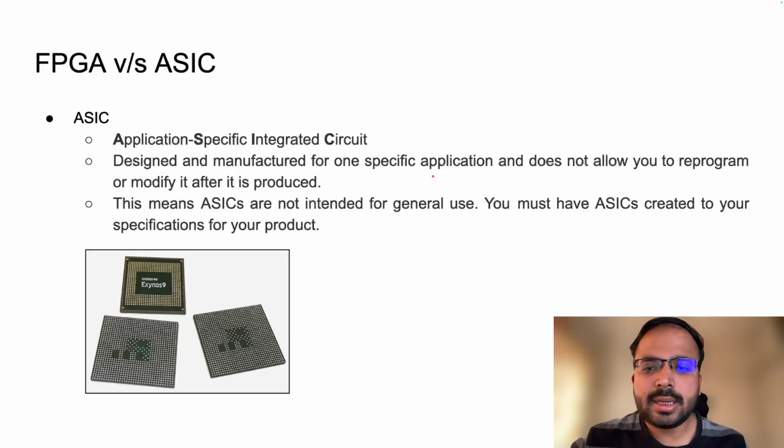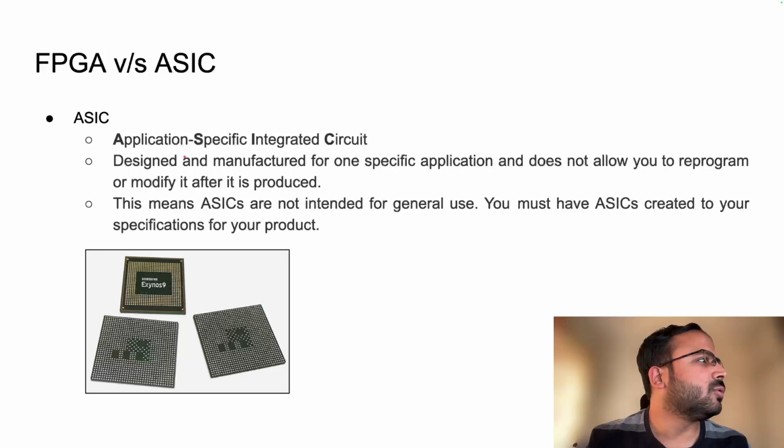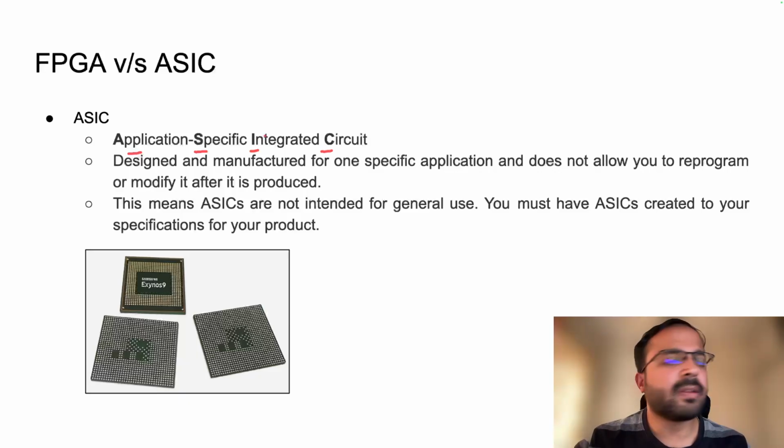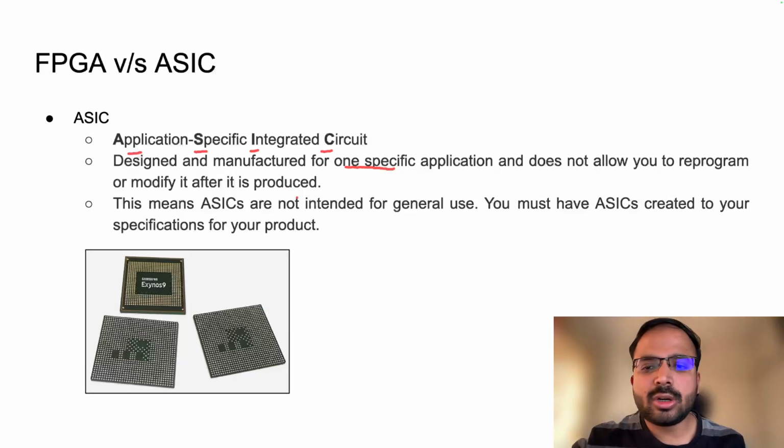Now the second design approach to build an embedded system is the ASIC approach. What is ASIC? ASIC is application specific integrated circuit. We saw that the FPGA was programmable, but this is specific to certain functions or certain outputs. So this is not programmable. It is designed for one specific application, and does not allow you to reprogram or modify it after it is produced. These are not produced for general purpose, but as per certain specifications or requirements.